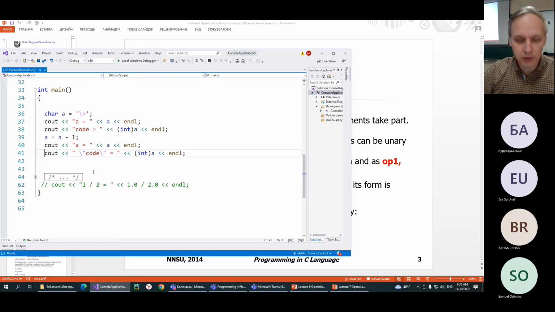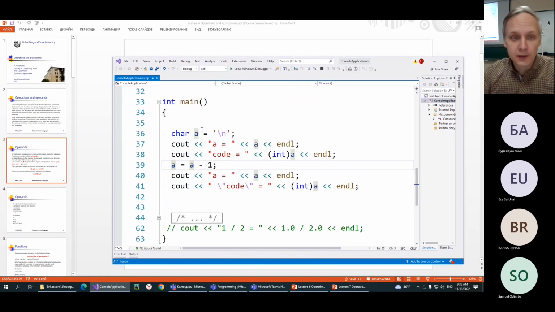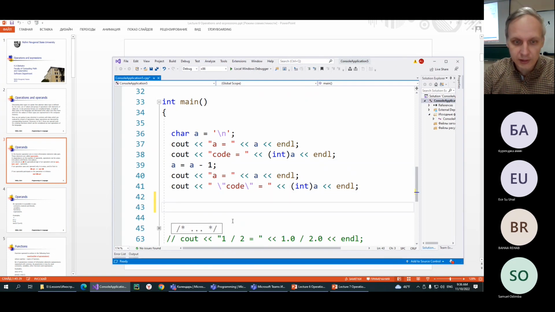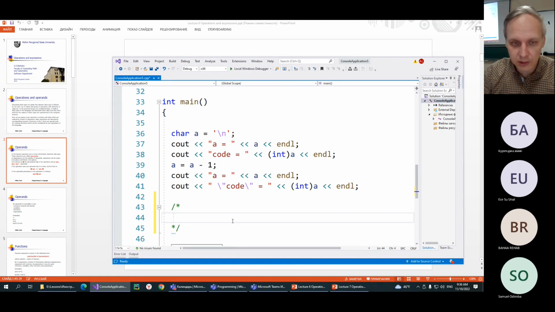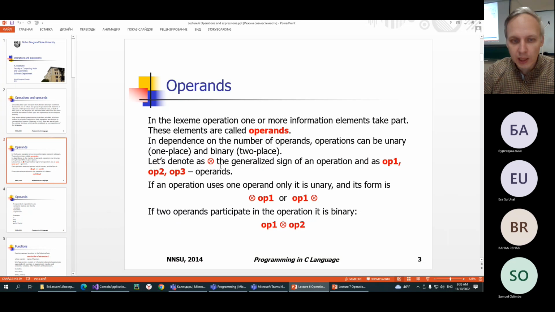I will write the example in Visual Studio. A binary operation, again, binary here means an operation with two operands, can be written as just A plus B. The operation plus has two operands, A and B. But sometimes in programming, some operations have only one operand. These operations are called unary.